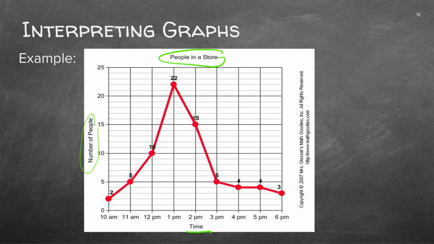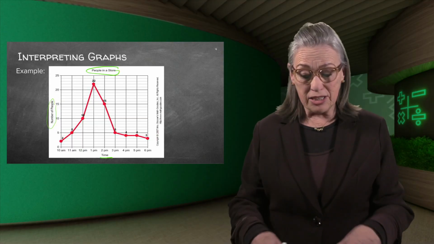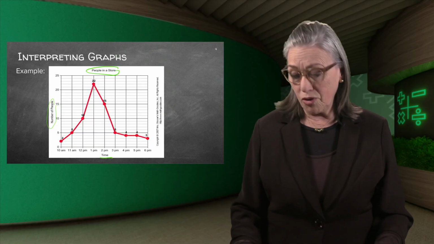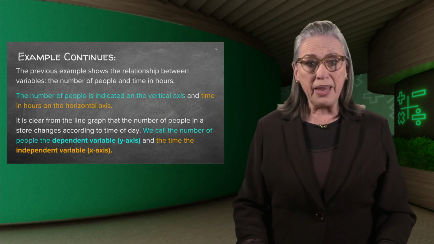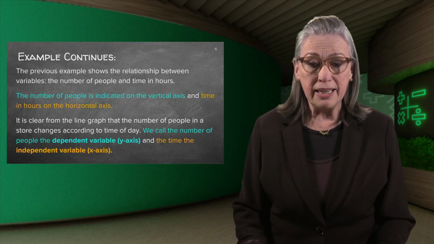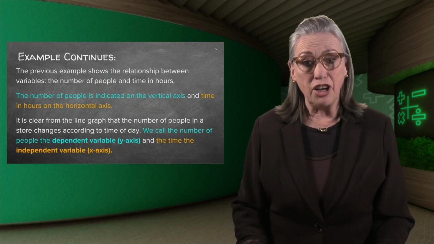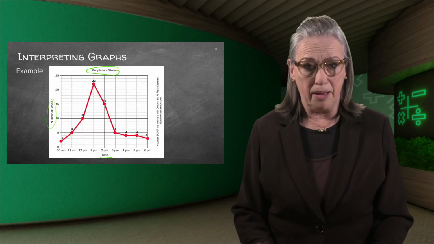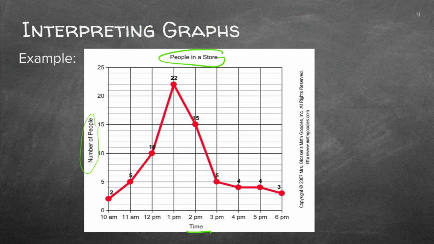Now, what do we do with this graph? We can answer a couple of questions. This graph is telling us a lot of stories. It tells us the number of people that are going to the store over a period of time. So now we can look at 11 a.m. Can you see there were 5 people in the store? At 1 p.m., there were 22 people in the store. At 6 p.m., there were 3 people in the store.